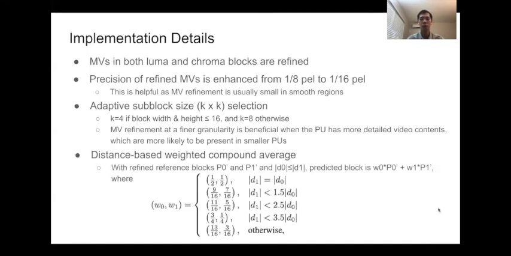We apply a distance-based weighted compound average. That is, we have this weighted average of the 2 refined predicted blocks. And the weights W0 and W1 are defined this way. This has been heuristically determined in the AV1 code base, and this is also used in baseline AV1.